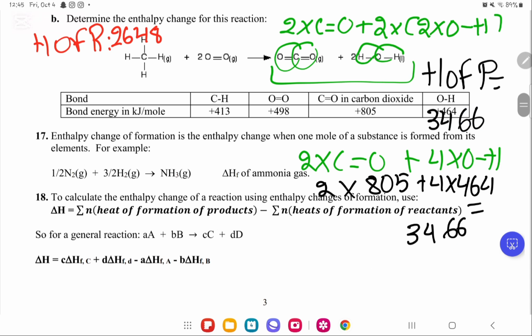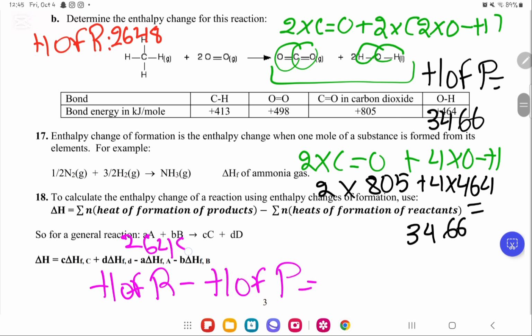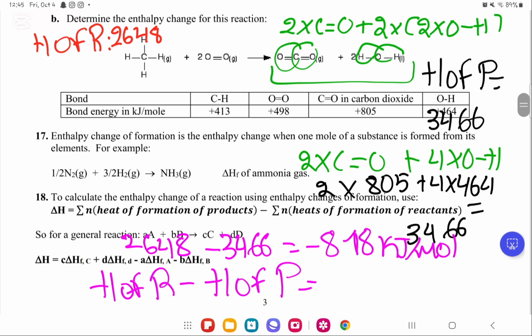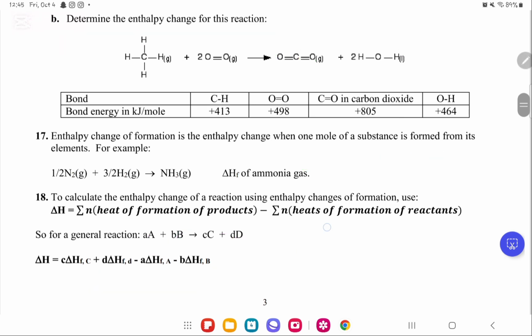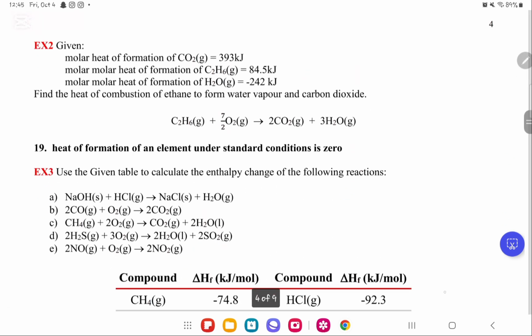So now we have the heat of products, which is 3466. So our equation is now heat of reactants minus heat of products, which is 2648 minus 3466, and it will give us negative 818 kilojoules per mole. So that's exercise 1 done. Now we come to exercise 2.